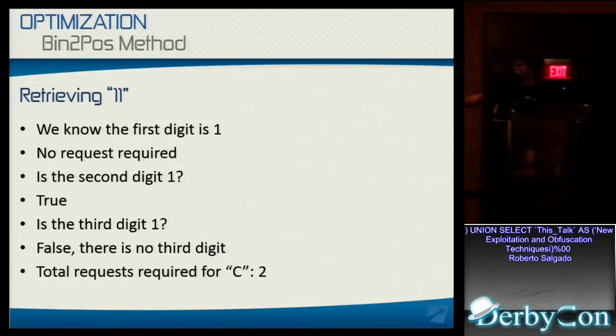So this is just the logic I just went through. We know the first digit's 1, no request required. Is the second digit 1? True. How about the third digit? False, there is no third digit. So the total requests for C, just 2 requests.